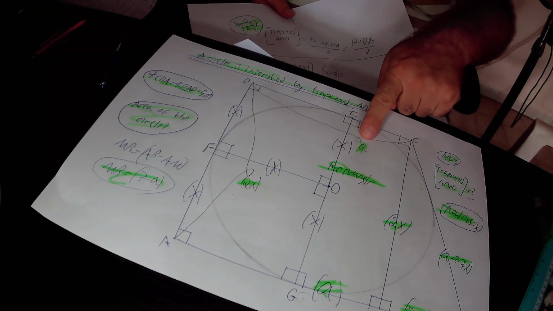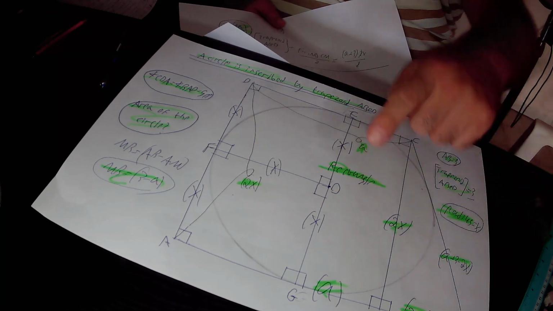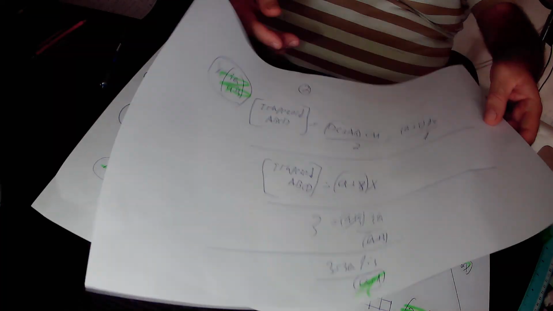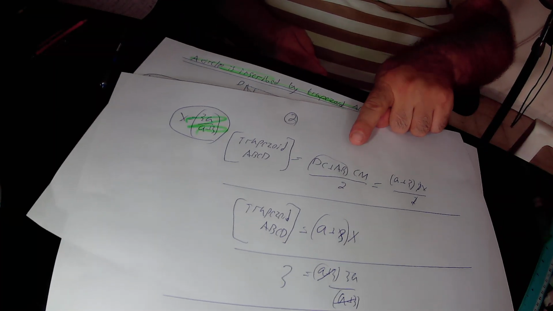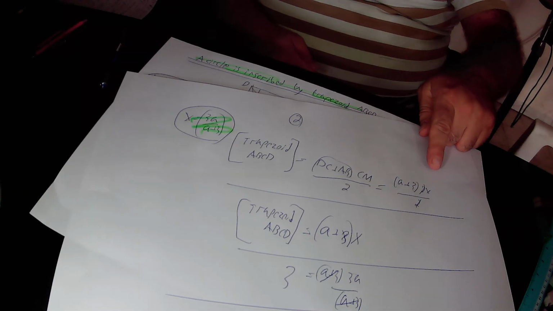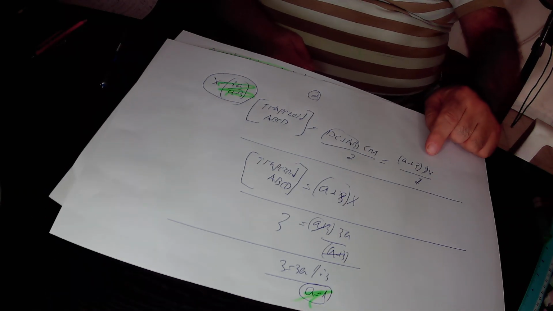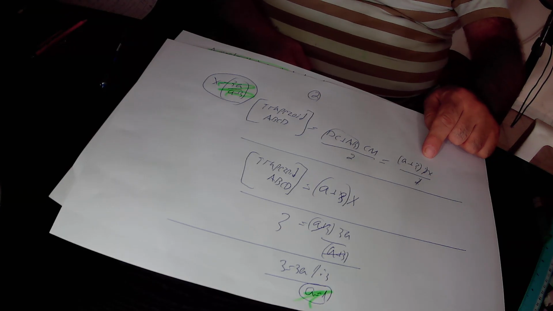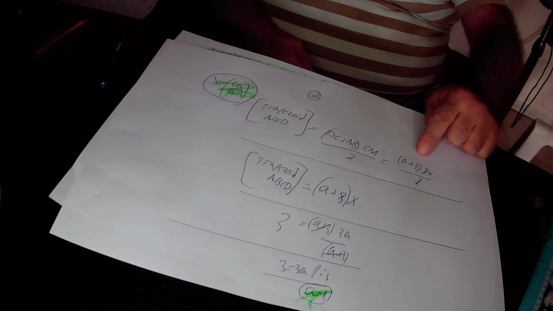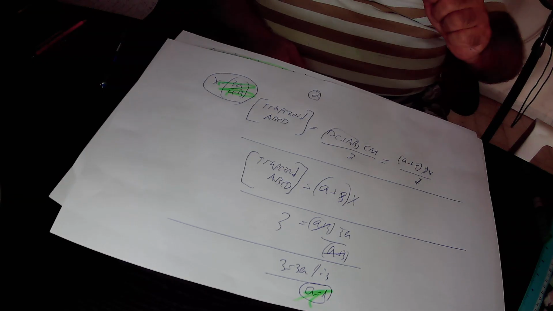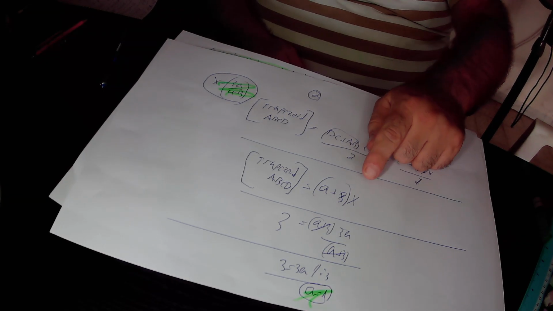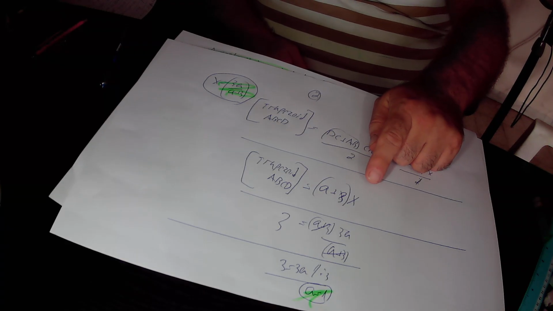DC is a, AB is 3, and CM is 2x. We have 2 in the numerator and 2 in the denominator, so 2 will get cancelled, and we are left only with a plus 3 times x. So in total we found out that the area of trapezoid ABCD equals a plus 3 times x square units in its size.